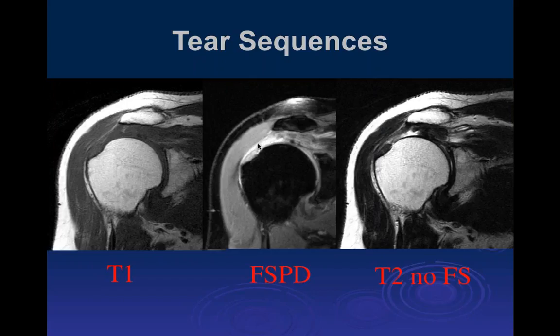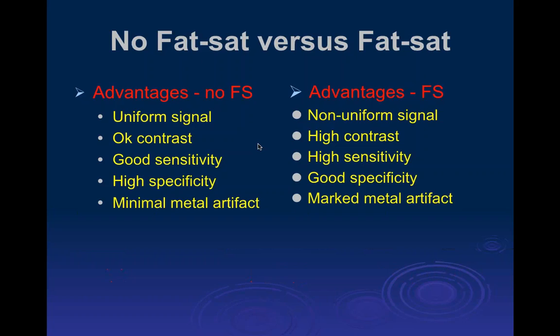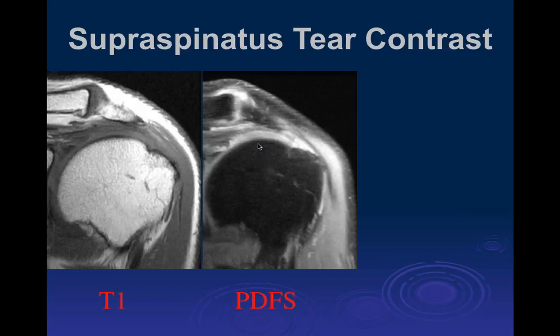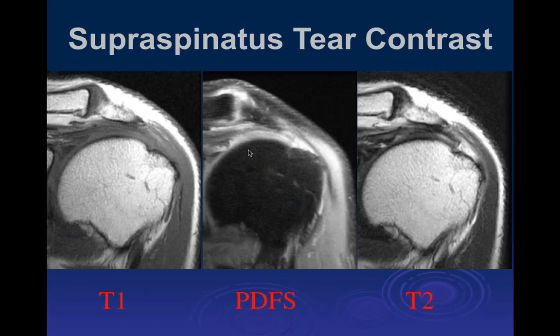Okay. So here the tear sequence. Yeah, we've already just determined that. I think we've already talked about the difference in contrast between with and without contrast. So here's another example. On the T1 weighted image, we can clearly see that there's a lot of abnormality.